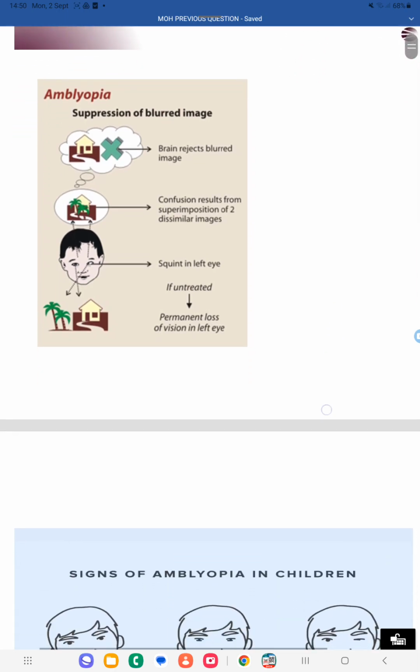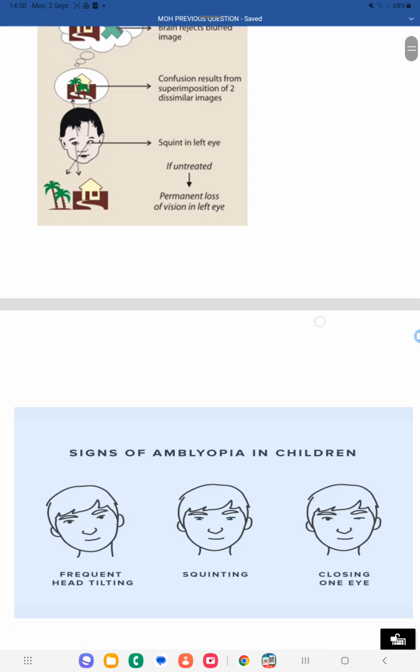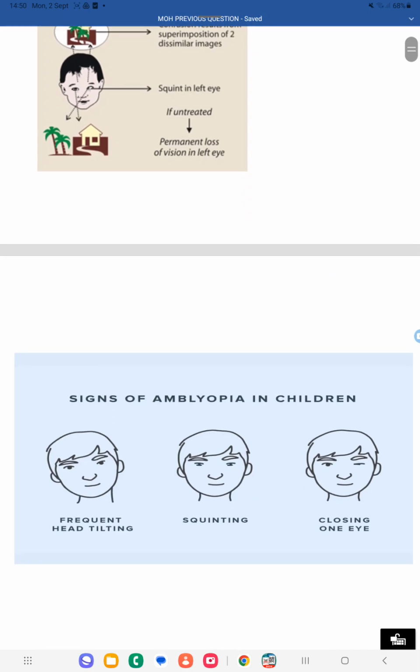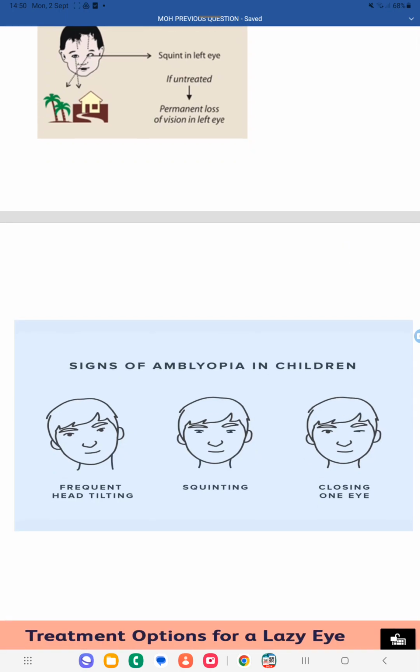The brain will ignore the weaker eye, and because of that the eye will be drifting, the position and images will become drifting. If children want to see some objects, frequently they will do head tilting, squinting of one eye, or closing one eye. Any one of these signs you can see in the children.